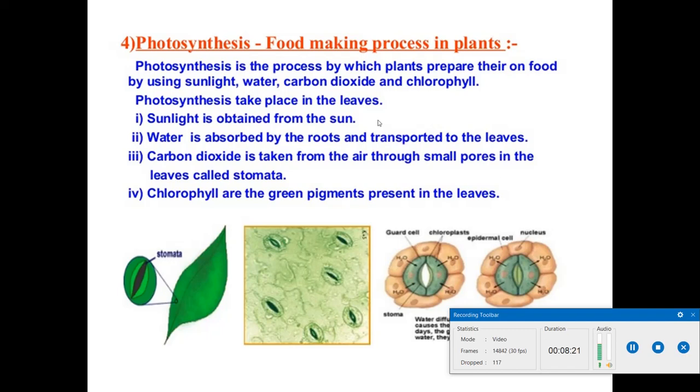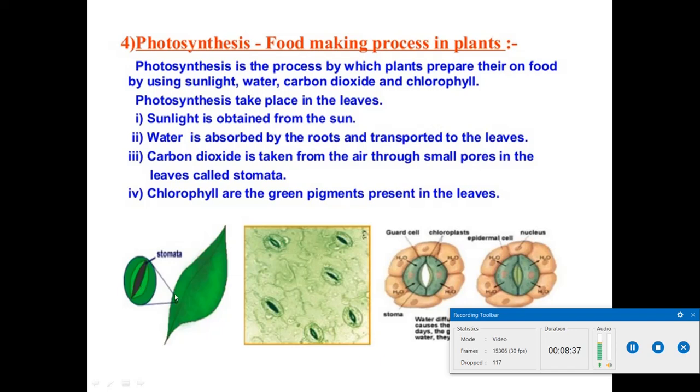Sunlight is obtained from the sun. Water is absorbed by roots and transported to the leaves. Carbon dioxide is taken from the air through small pores in the leaves called stomata.